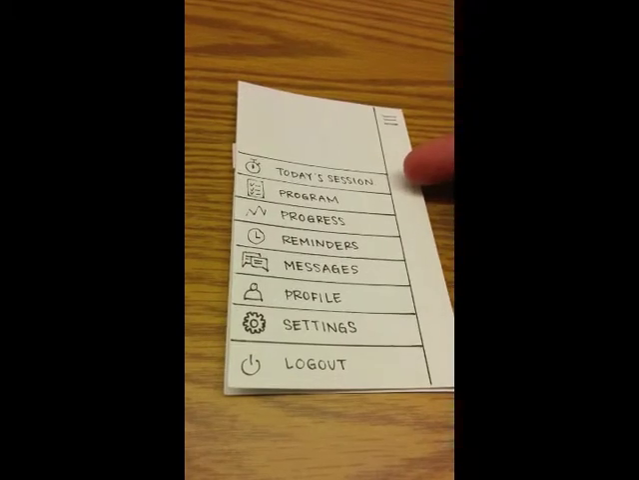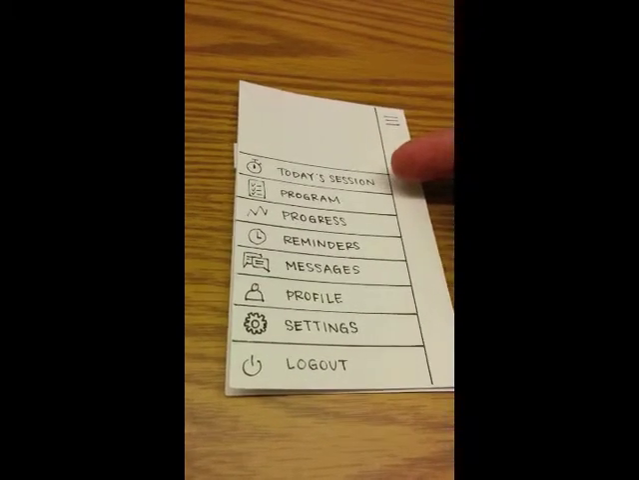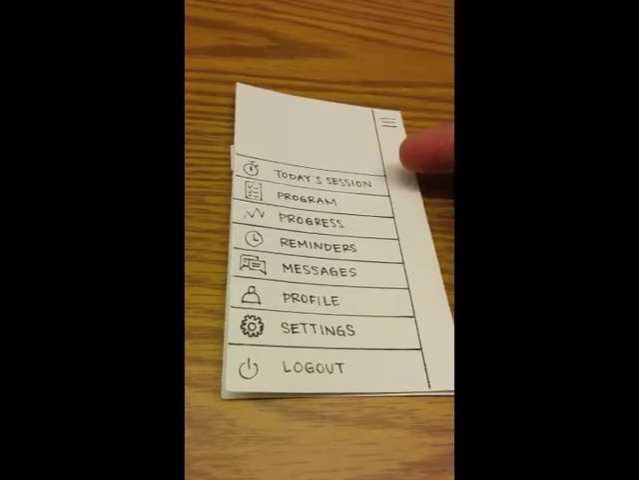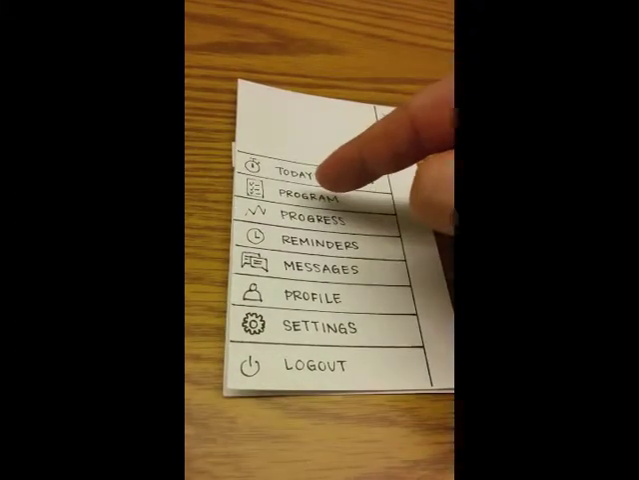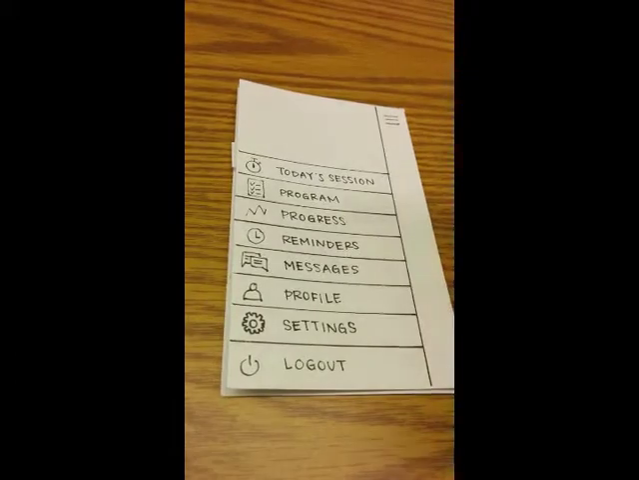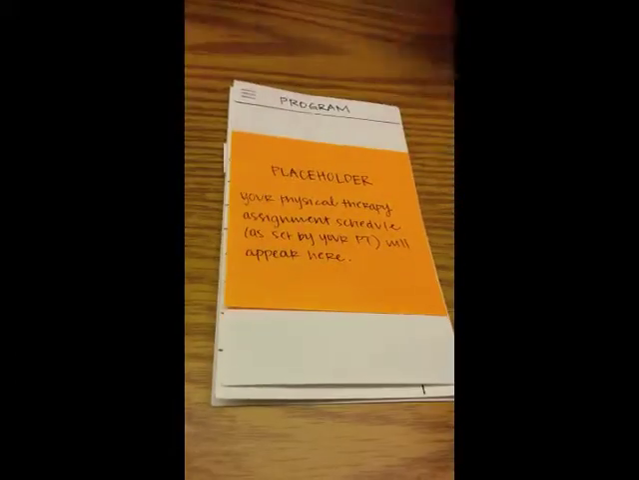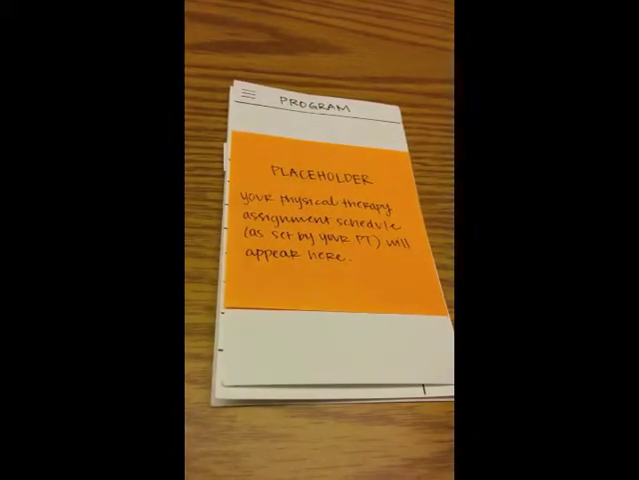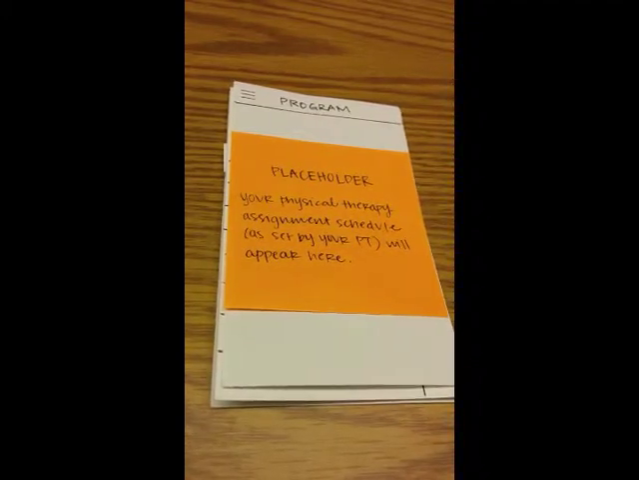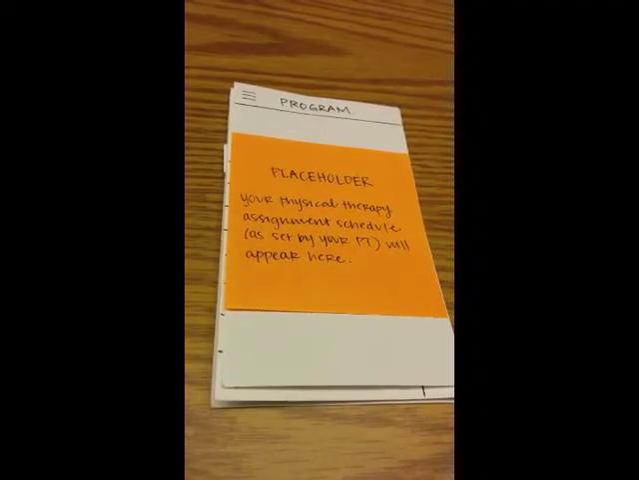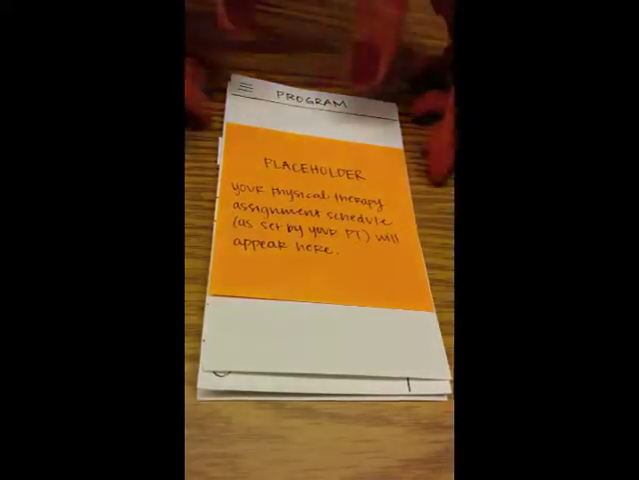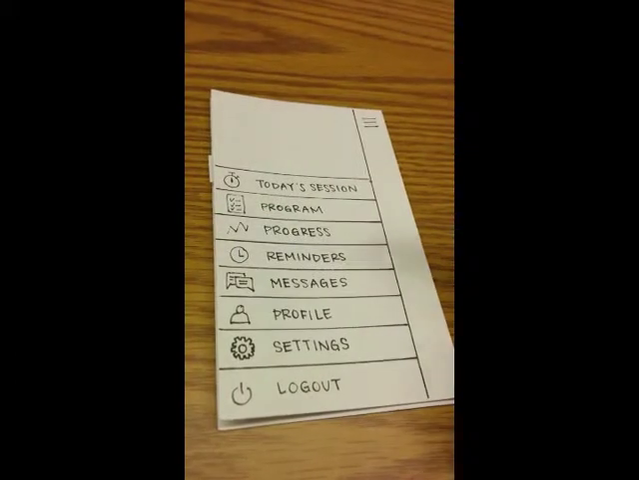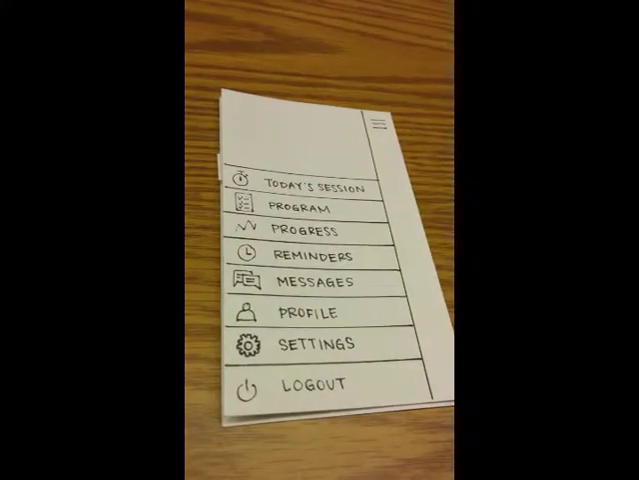This Today's Session button looks like it'll take me exactly where that start session button on the front page will. This Program option takes me to a summary of my regimen. So this will tell me what my physical therapist has assigned me to do, and if it's going to change in the future, maybe it'll tell me at what points in time that'll happen. Back to the menu. Progress.